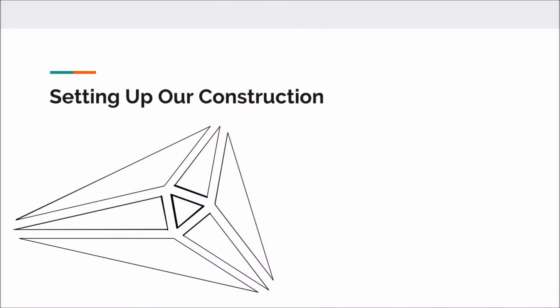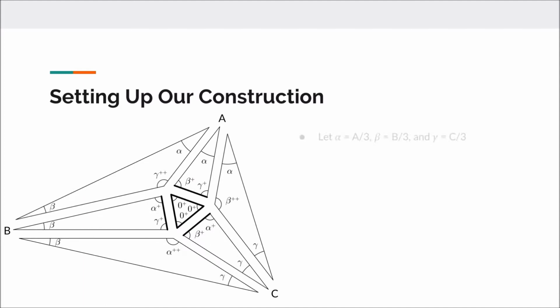Now it's time to set up our construction. Let's let A, B, and C be the vertices of our original triangle. Now let's define the angles as shown. Let's let alpha be equal to angle A divided by 3, beta be equal to angle B divided by 3, and gamma be equal to angle C divided by 3.